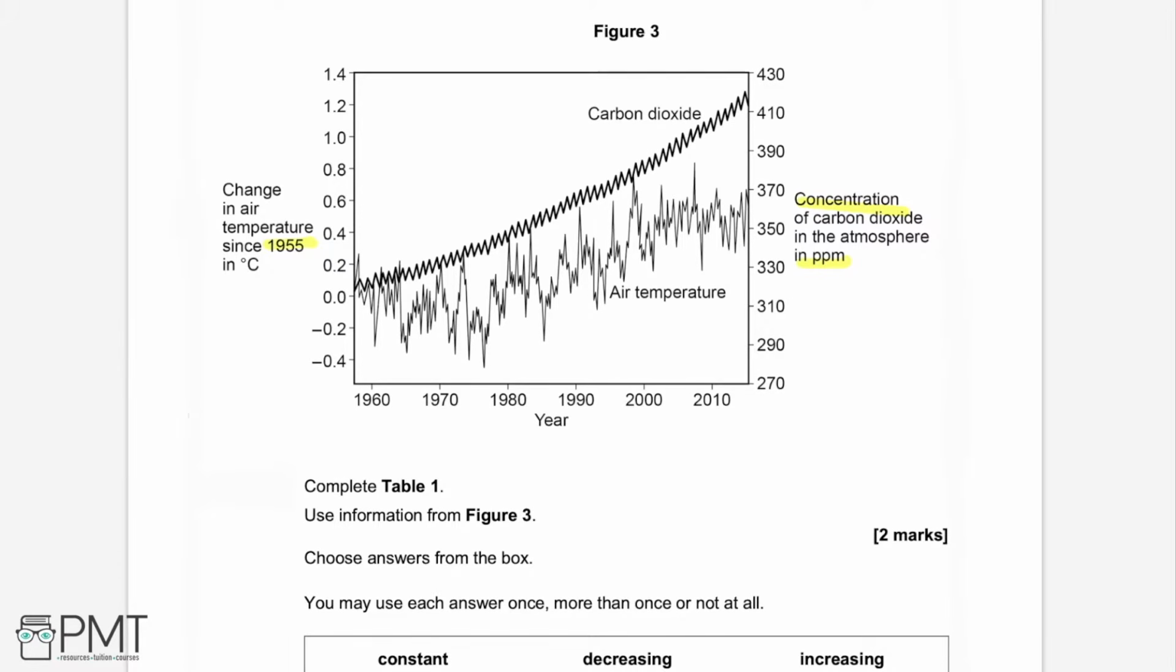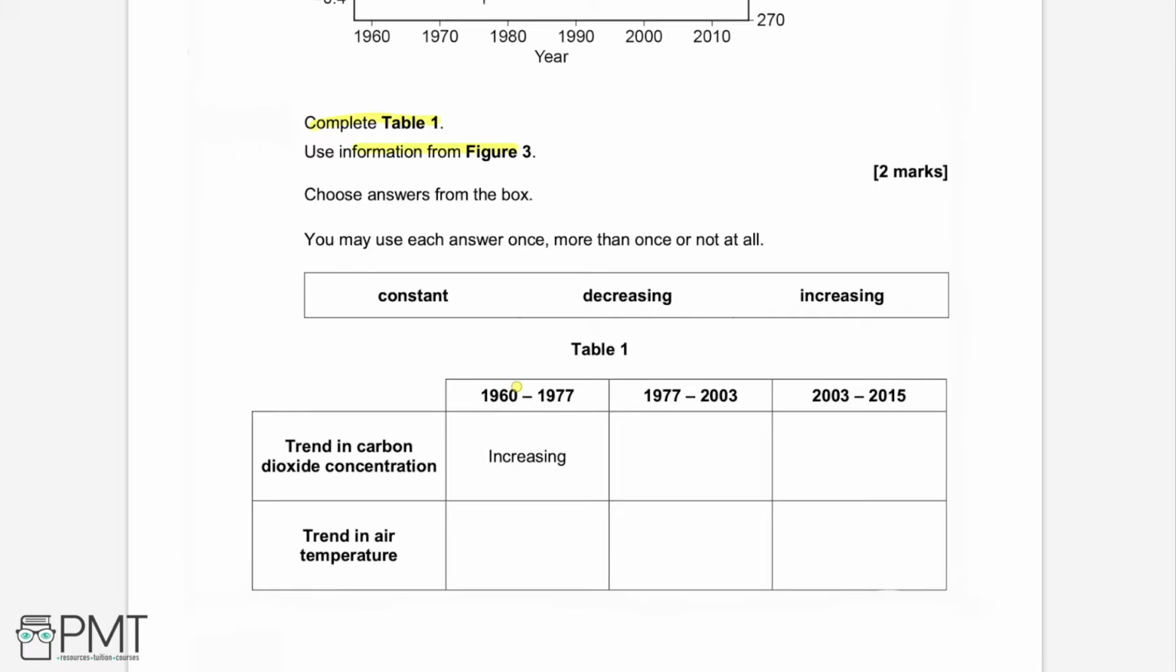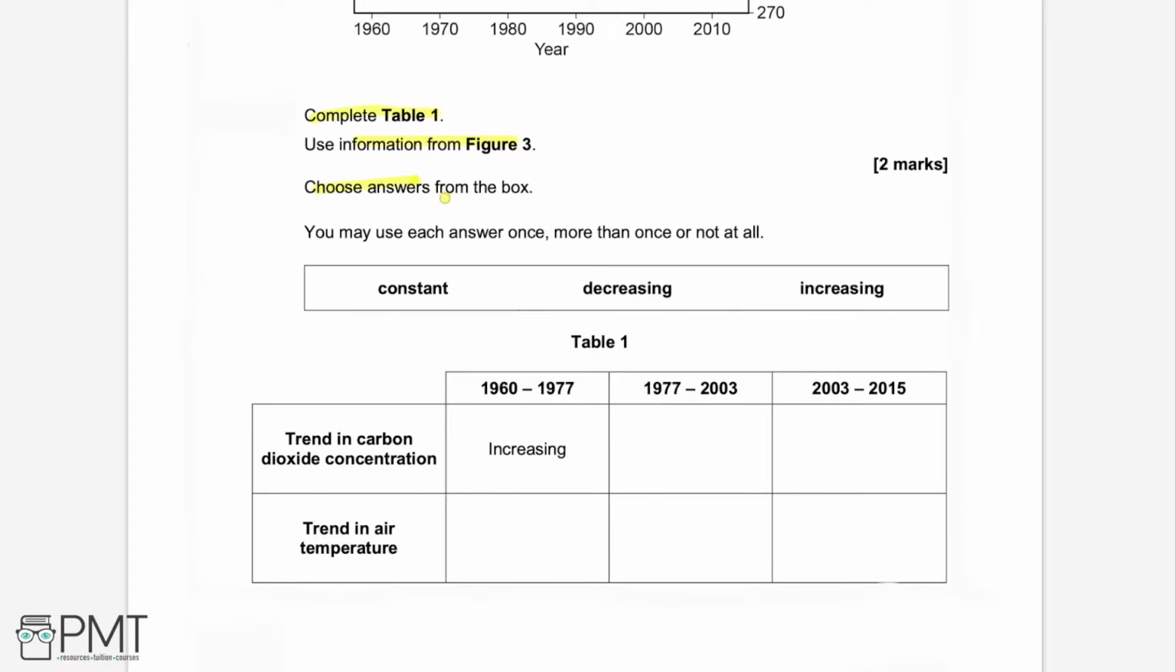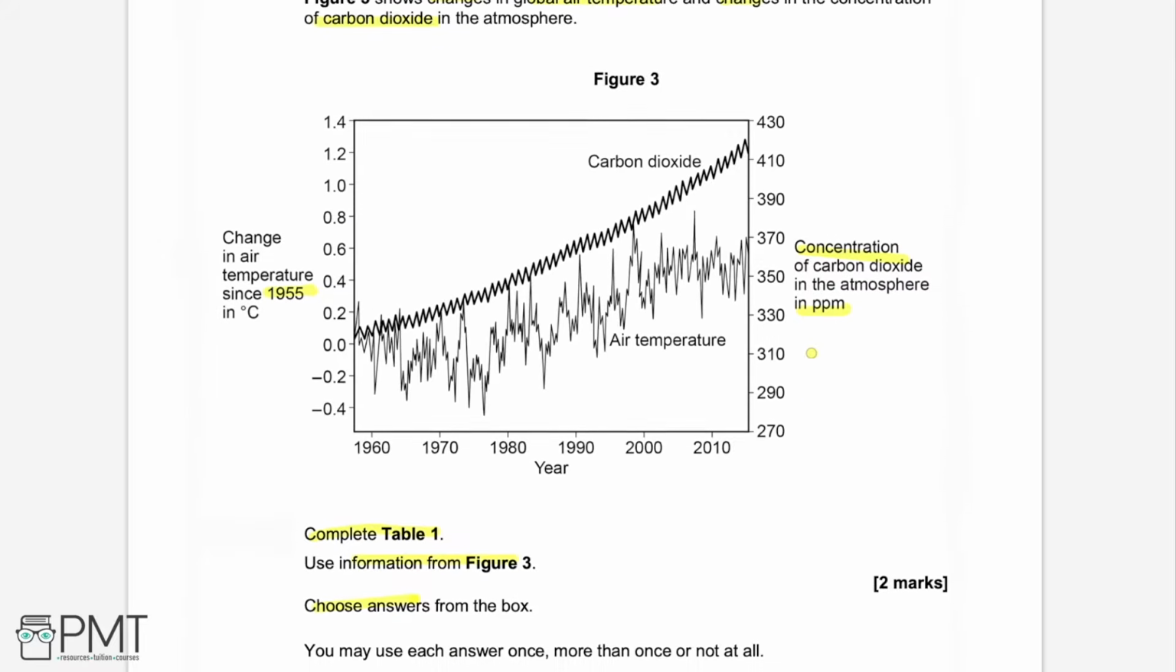The question asks us to complete Table 1 and to use information from Figure 3 to do so. Choose answers from the box. You may use each answer once, more than once, or not at all. The options are constant, decreasing, and increasing. Looking at the table, we need to discover the trend between 1960 and 1977, between 1977 and 2003, and finally 2003 to 2015. Let's have a look at the figure to complete the table.